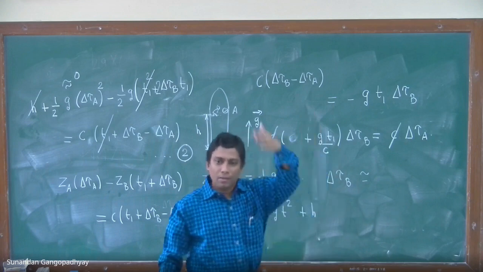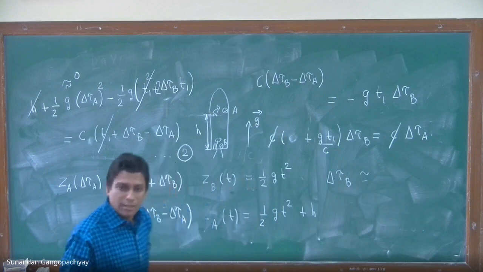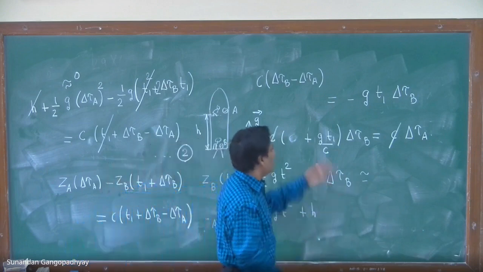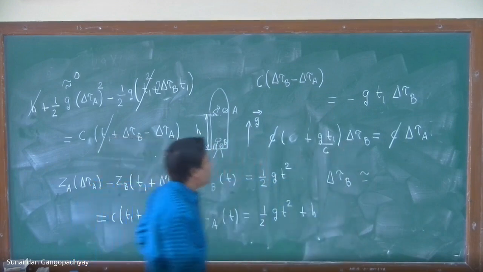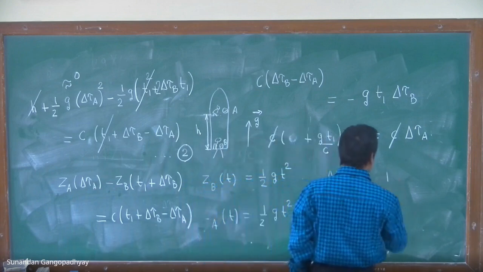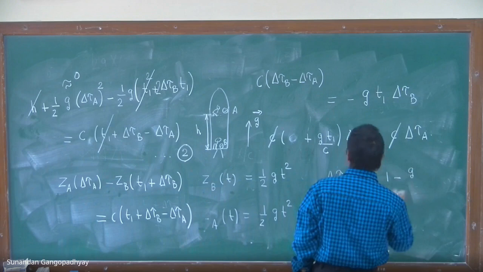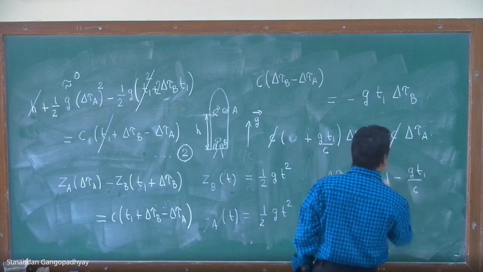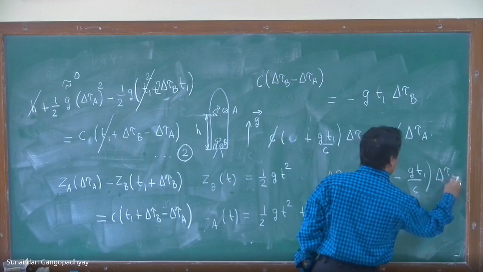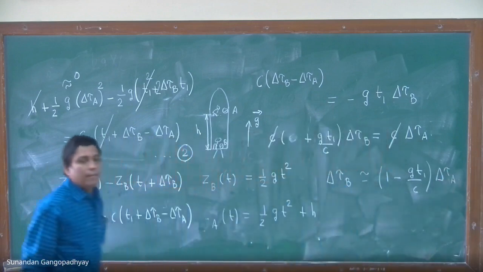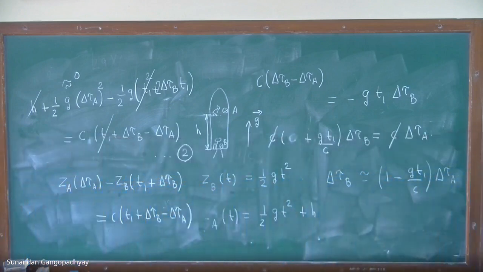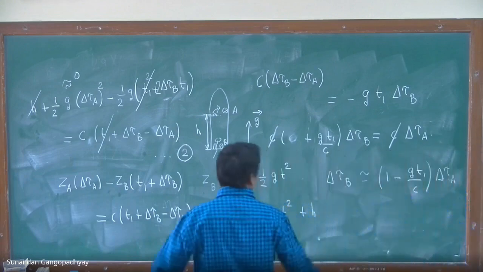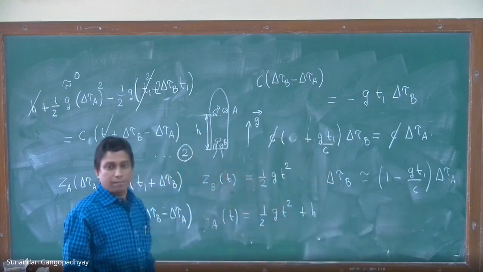The time interval after which Bob receives the first signal is something such that G multiplied by T1 by C is small. Okay. So if you do that, then you can make a nice binomial expansion. You will see that this becomes GT1 by C times delta tau a. So what it says is that if you are in a uniform gravitational field, then Bob will receive the signals at shorter intervals of time because of this factor. This is a factor which is less than 1.